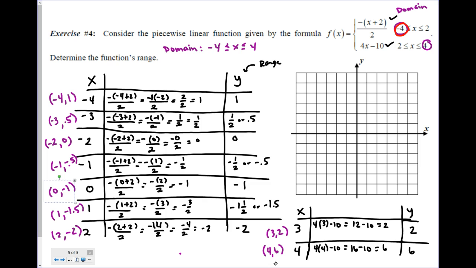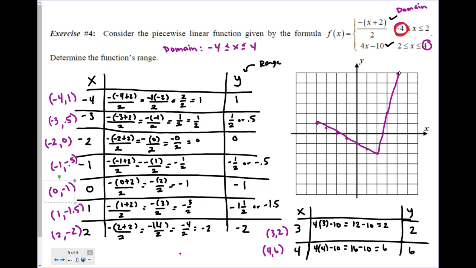So let's plot these points. The first point is negative 4, 1, right there. Second point is negative 3, 0.5, which is halfway there. Then I have negative 2, 0, which is right here. Negative 1, negative 0.5, which is right here. 0, negative 1, which is here. 1, negative 1.5, that point. And 2, negative 2. So I have a straight line going down like this. And then when I'm graphing my last 2 points, I have 3 comma 2 and 4 comma 6. So it goes up very sharply like this.